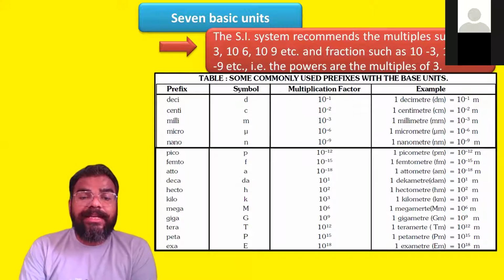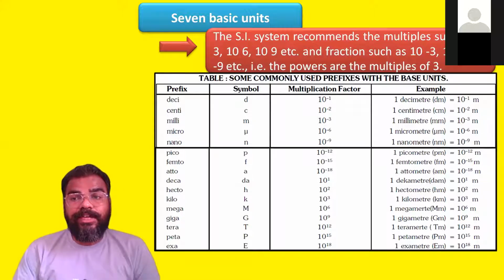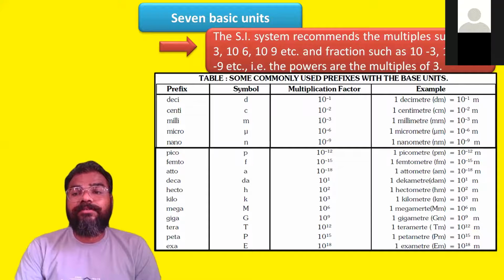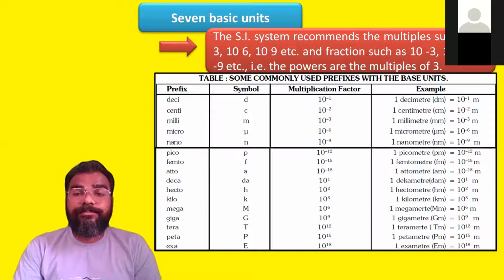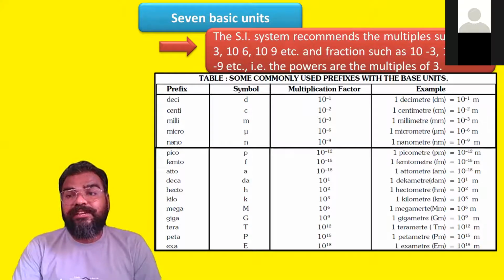Then peta, capital P, 10 raised to power 15. Remember peta for 15. 1 petameter is equal to 10 raised to plus 15 meter. Then exa, capital E, 10 raised to plus 18 power. 1 exameter is equal to 10 raised to 18 meter.